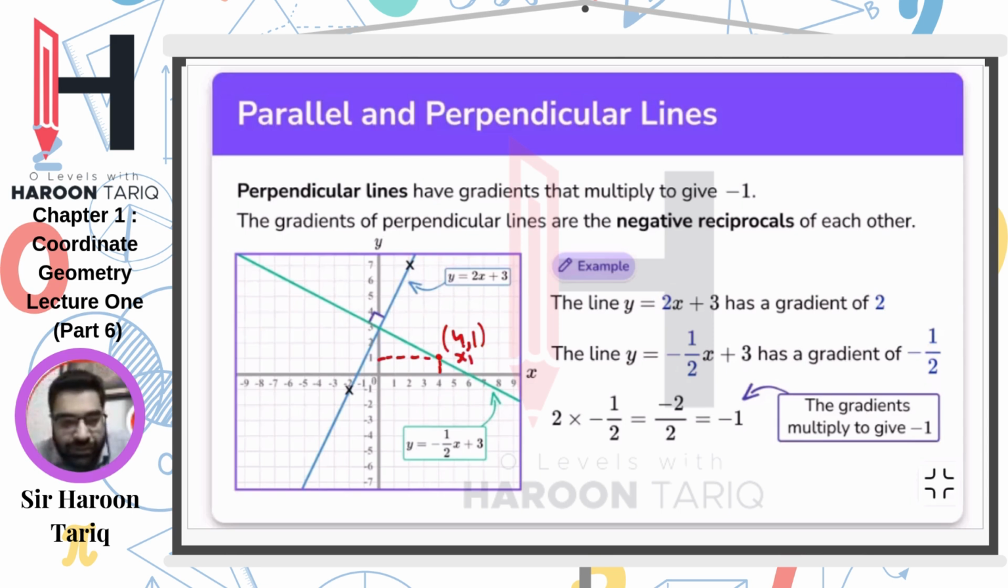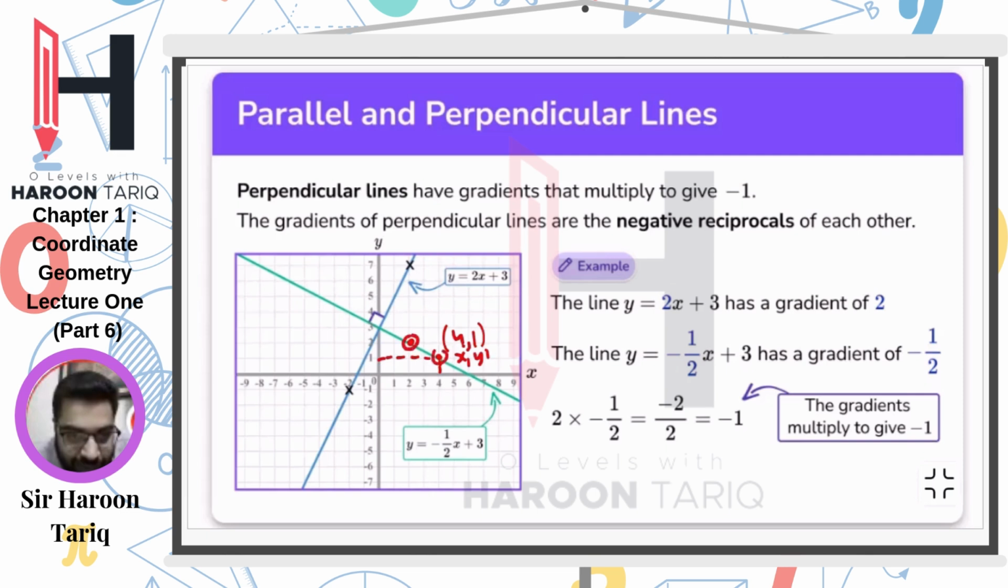Where did 1 come from? Which one? Ignore this bit. This will just complicate things for you. I'm just finding the gradient directly. So x1, y1. Now let's take another point, which is a whole number.